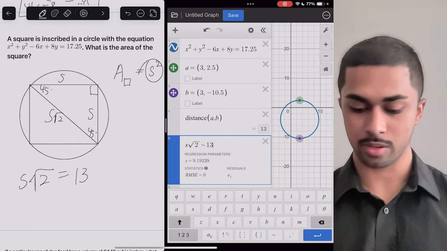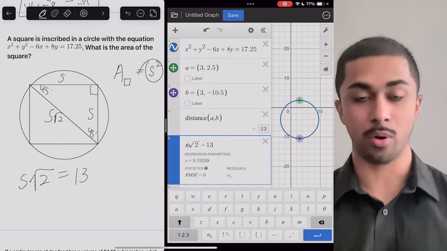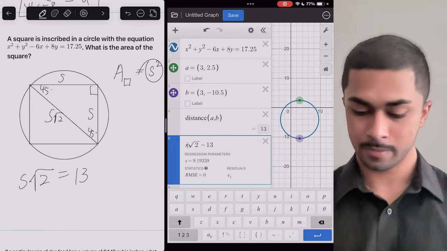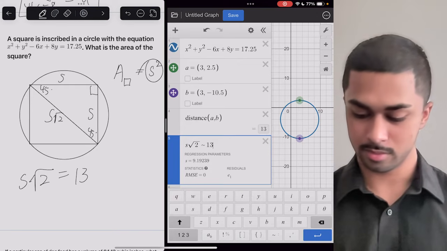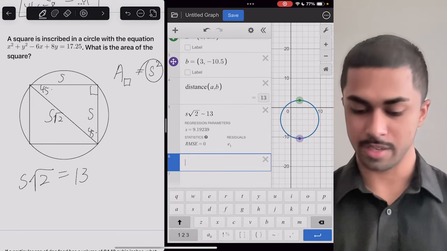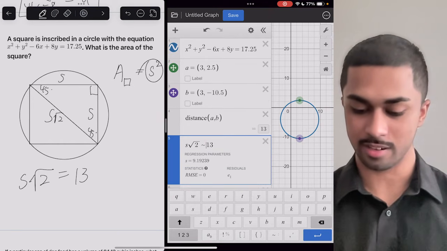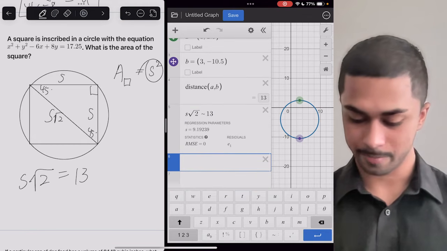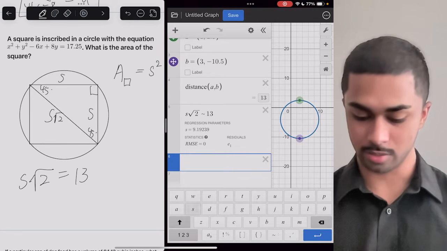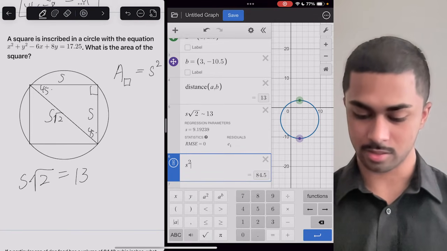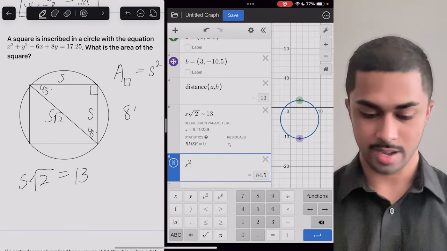Now, why did this work? Because anytime you have a variable other than x or y, you have to use tilde. You can't use the equal sign. Basically, the tilde replaces the equal sign. Okay. And since we're solving for the area, we need s squared. So literally just type s squared. 84.5.